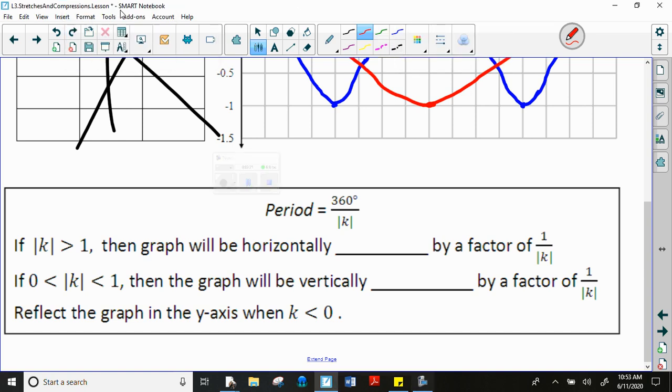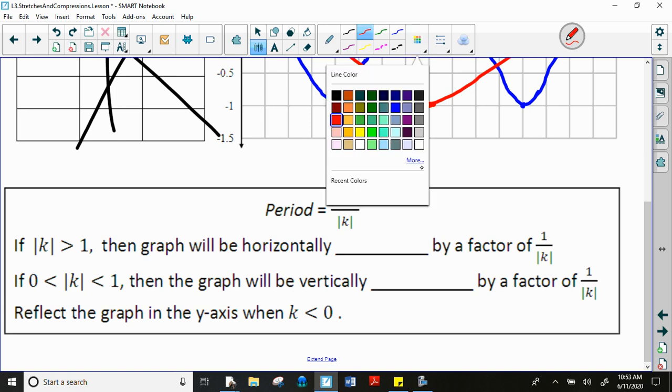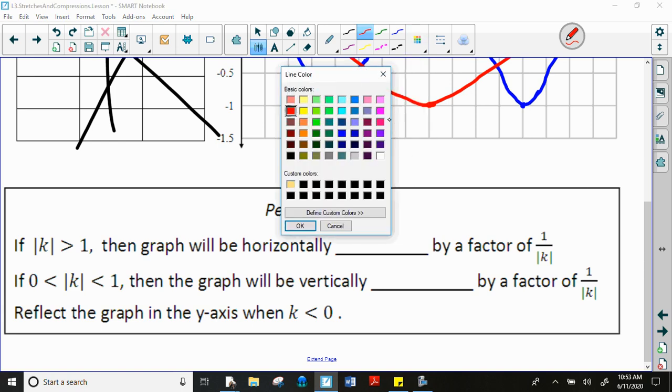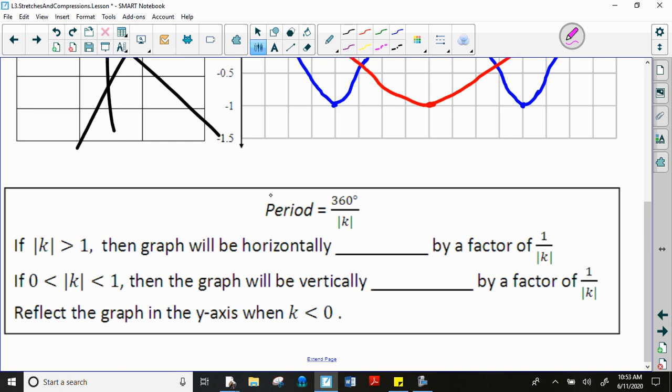You know what? Goodbye. Let's go up here. Let's get a pink, because you know I like pink. Go here. So, blah, blah, blah.